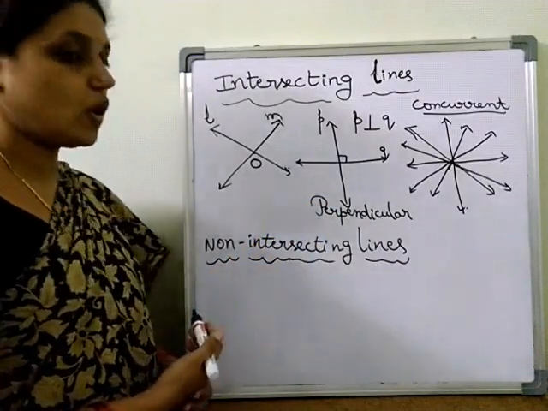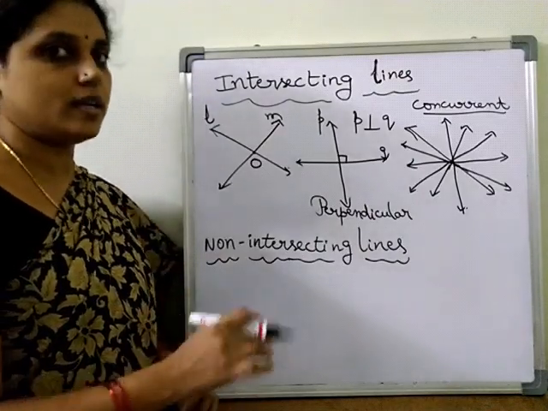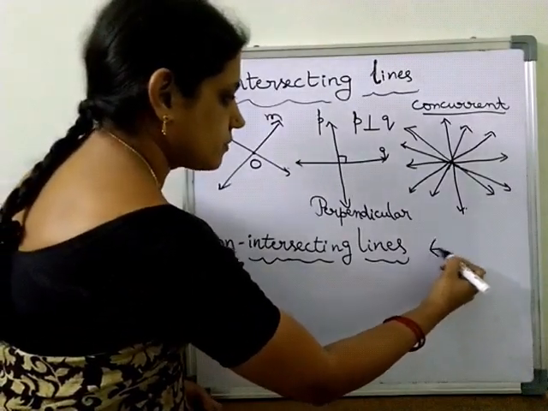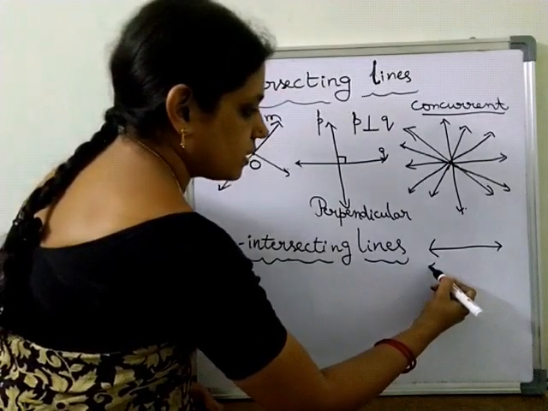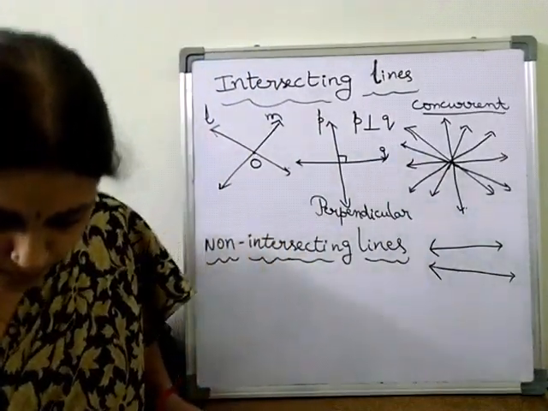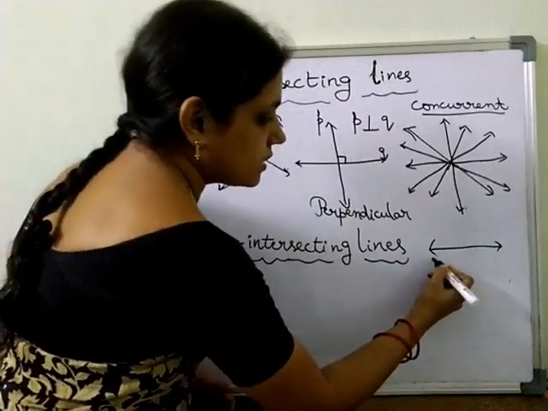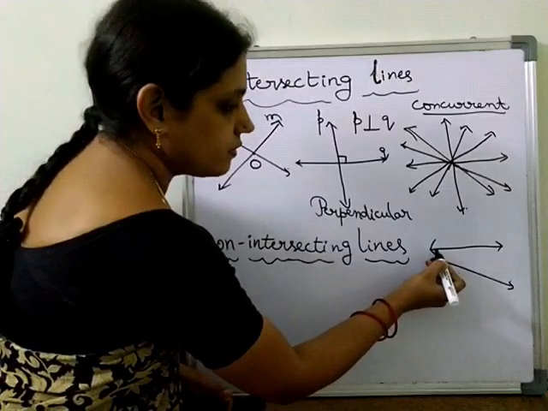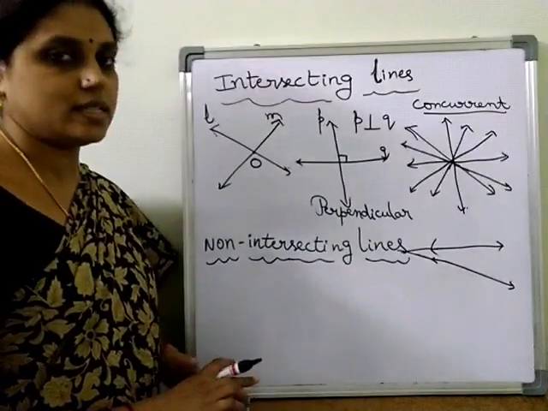Now next, coming to non-intersecting lines. Non-intersecting lines means, as the name itself says, that they do not intersect. Suppose here one line is like this and one more is like this. These are non-intersecting lines for now, but if we extend these lines like this, then they may intersect. Then they will intersect definitely.